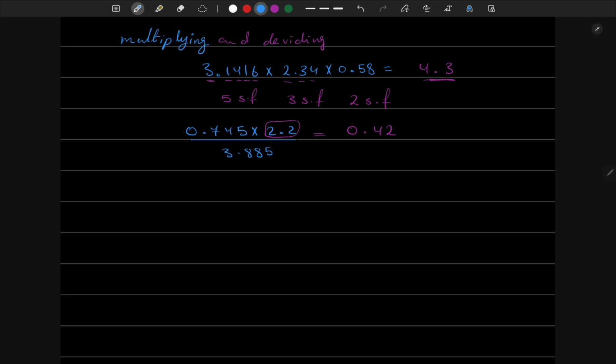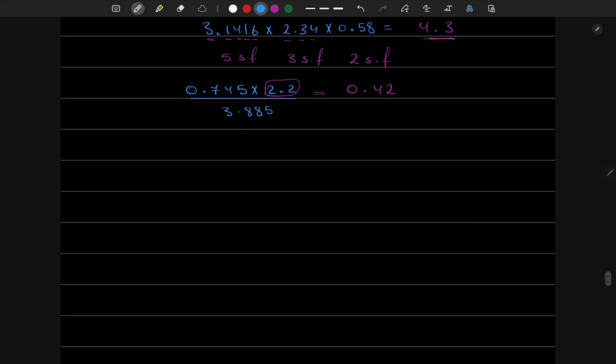What if I have a number that has a power of 10? For example, 1.3257 multiplied by 10 to the power of 7, multiplied by 4.11 multiplied by 10 to the power of negative 3. Now again, I'm going to have to do the same thing.